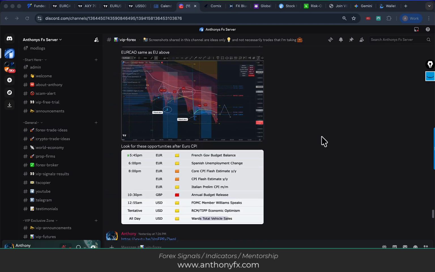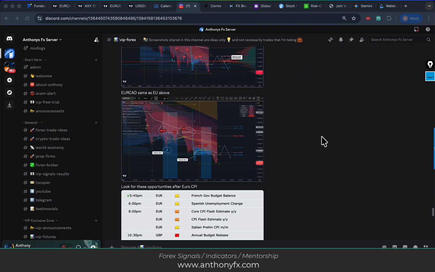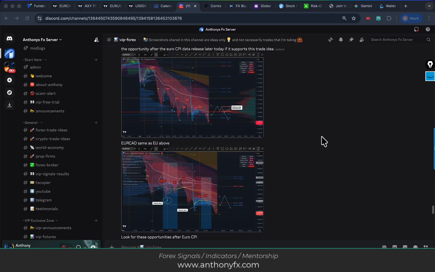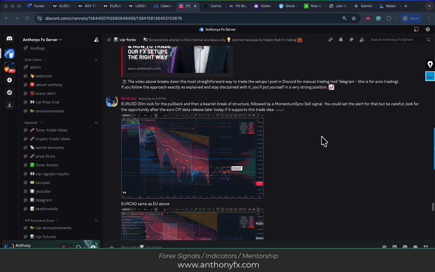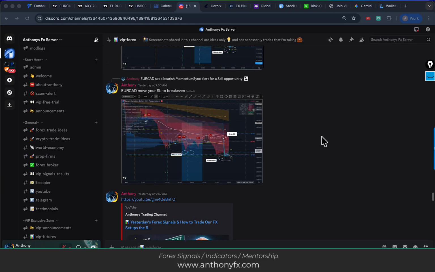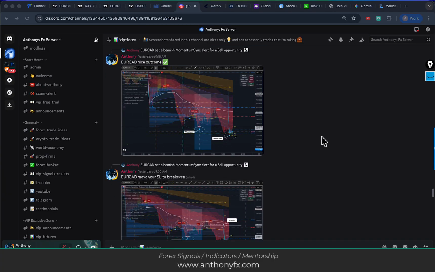Right, we're going to have a look at a couple of trades we took yesterday. Well, a couple of ideas that I posted in here, and I'm then going to show you how you can get involved with these trades and not miss the opportunity. So I had a couple here. We had a Euro CAD and a Euro dollar. This was the previous day.